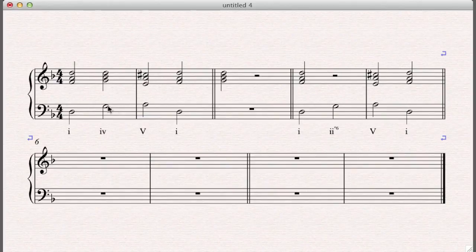Here we have a 1, 4, 5, 1 chord progression. And I want to look at this 4 chord. Well, okay, we're in the key of D minor. We have a 4 chord that's a G minor chord. And then the 2 chord would be, actually in minor, the 2 chord is diminished.